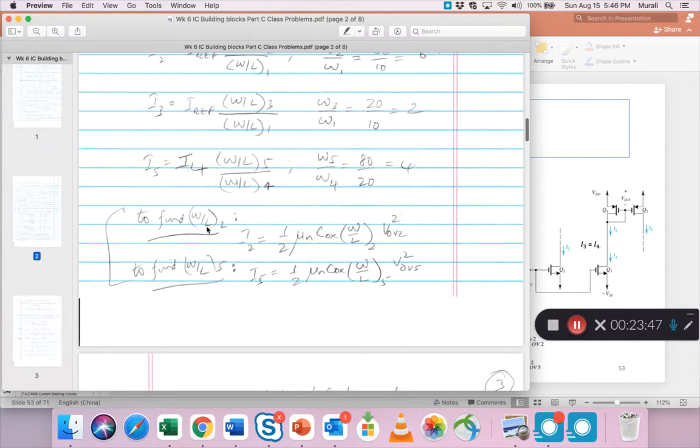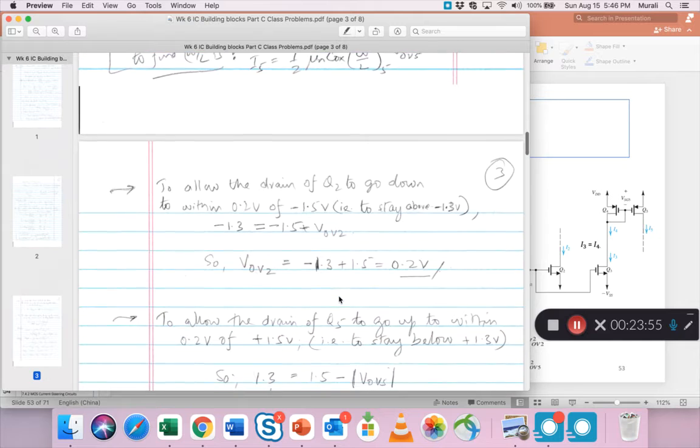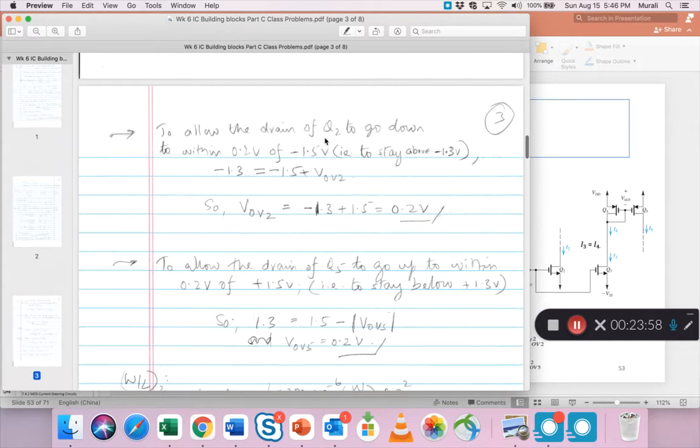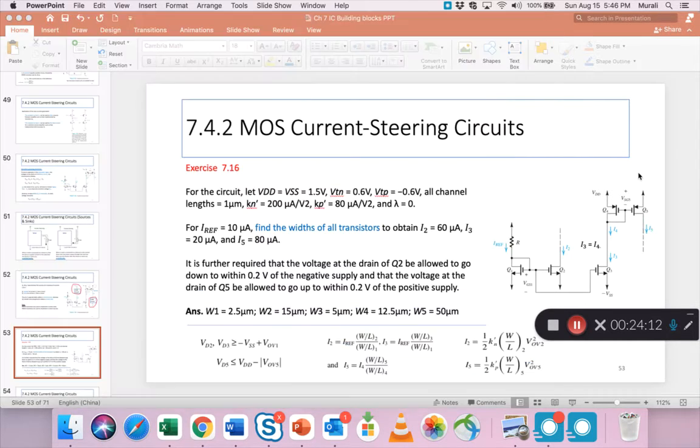Now to find W by L2, use this current formula. To find W by L5, use another current formula. Okay. To allow the drain of Q2 to go down to within 0.2 volts of minus 1.5, that is, it has to stay above minus 1.3, right? So minus 1.3 is minus 1.5 plus V over 2. I think this is this formula where we just use the equal to instead of the greater than.